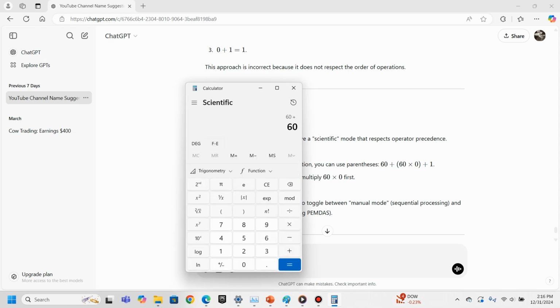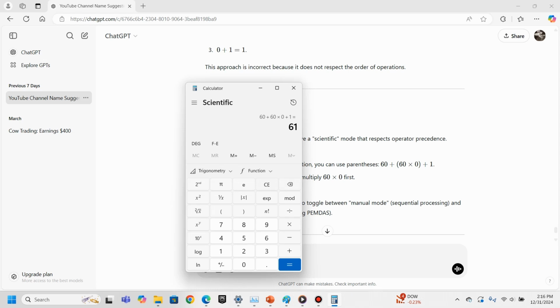watch how I can enter the entire expression, and it's being built as I enter it. See how that's happening? You've got it all. You've got it 60 plus 60 times 0 plus 1. Now it's just waiting for the equal sign, 61. And I have the entire expression. When I was in standard mode, the only thing you saw here was the 0 plus 1.